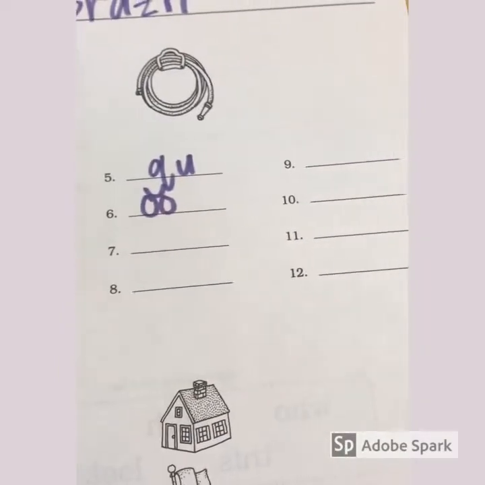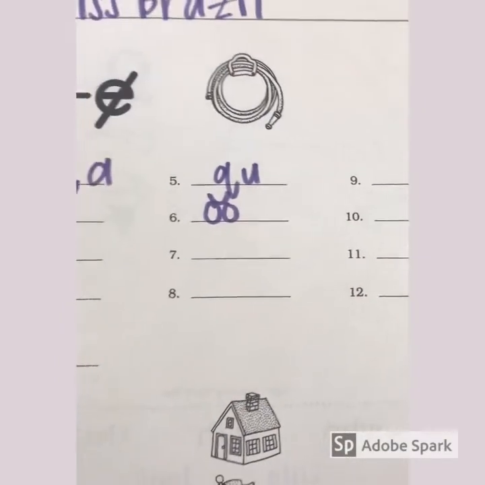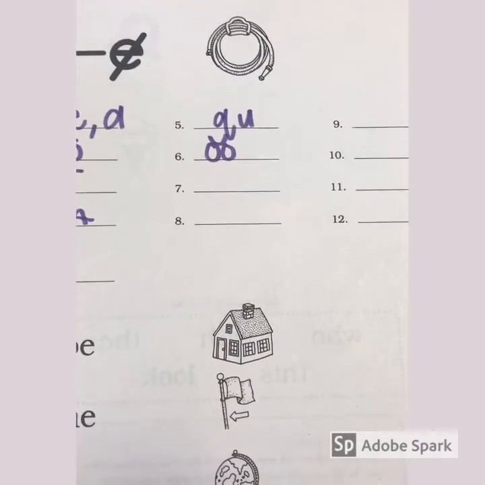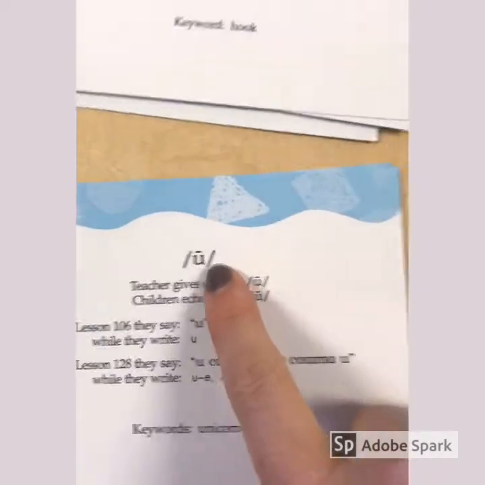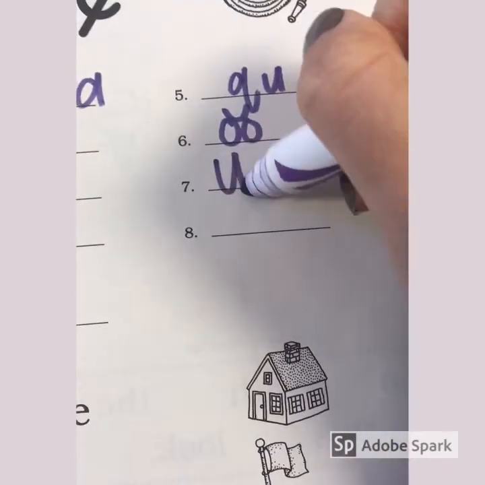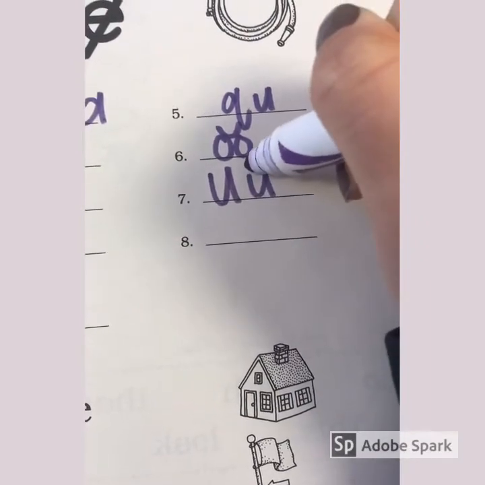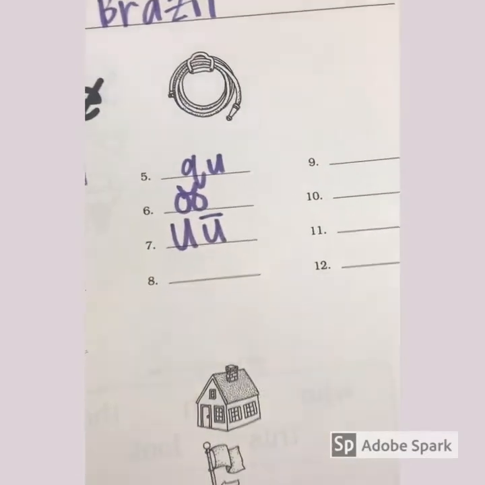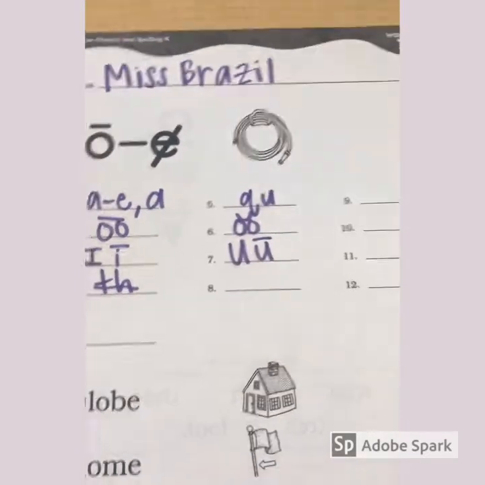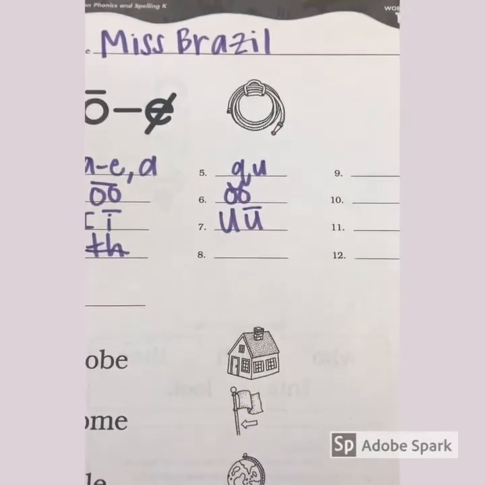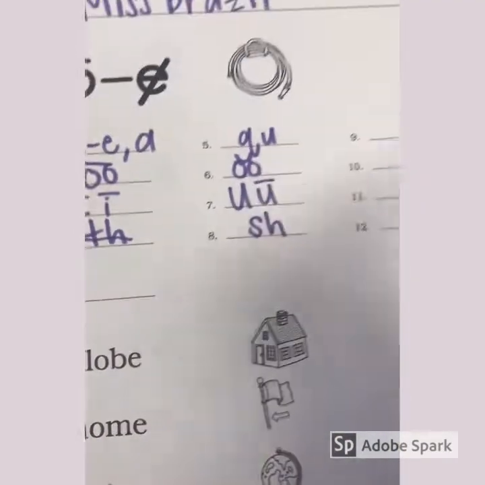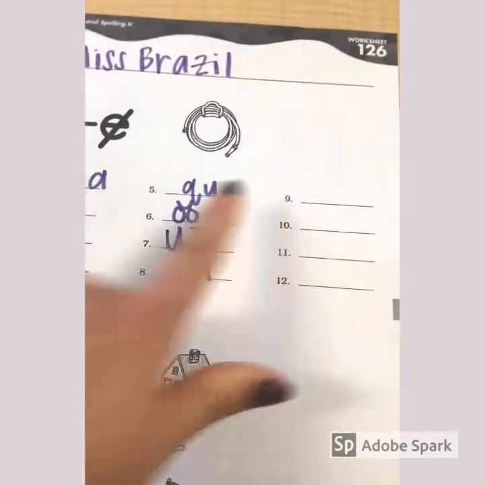Number 7. This is a vowel. It makes the long U sound. Which vowel makes the long U sound? U does. So we're going to write uppercase U, lowercase u, long symbol on top. Number 8. This is a digraph. It makes the sh sound. Which digraph makes the sh sound, like in the word shark? That's right, SH does. So we're going to write SH, both lowercase. Digraph SH. Okay, number 9.